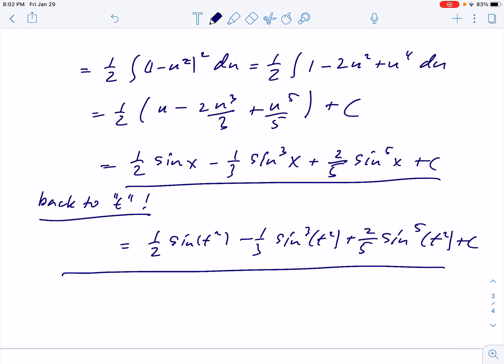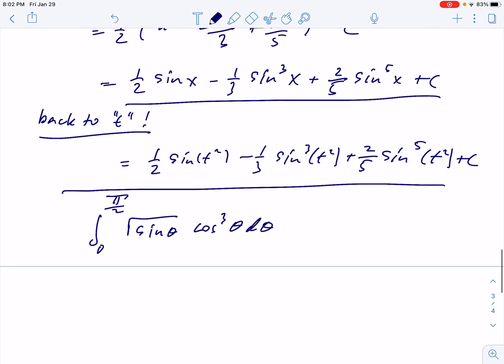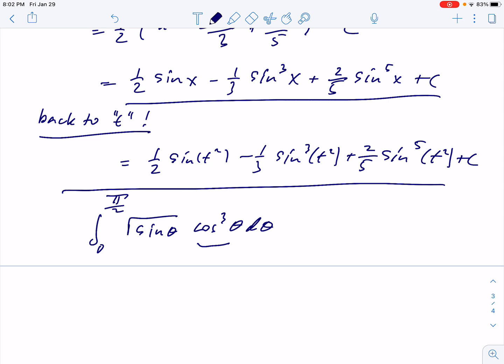Look at this integral: from 0 to pi over 2, square root sine theta, and outside we have cosine cubed theta d theta. Now I shall be careful not to forget this theta. We have an integral with limits and a square root here. What to do? Well, we work with cosine cube the way we did before.